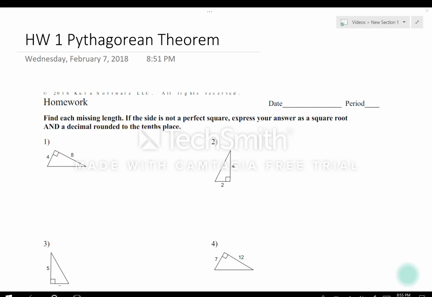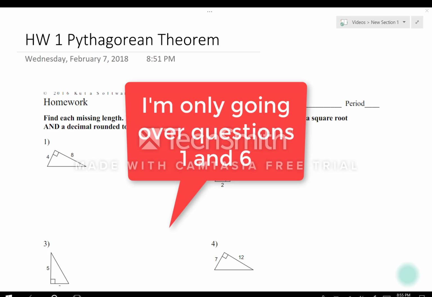This will be a short video. I'm going to go over questions 1, 2, and 6 on the front page of your homework. So let's get to it. Your instructions are to find each missing length. If the side is not a perfect square, express your answer as a square root and a decimal rounded to the tenths place.